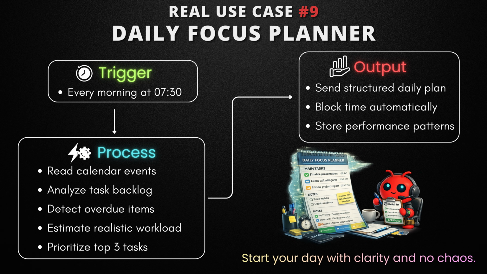Let's make this practical at a personal level. Every morning before you start your day, your OpenClaw agent reviews your calendar, scans your task backlog, detects overdue items, and evaluates how much realistic work can fit into the available time. Instead of you manually choosing what to focus on, it generates a structured daily plan. Your top 3 priorities, recommended time blocks, and any conflicts it detects between meetings and deep work.